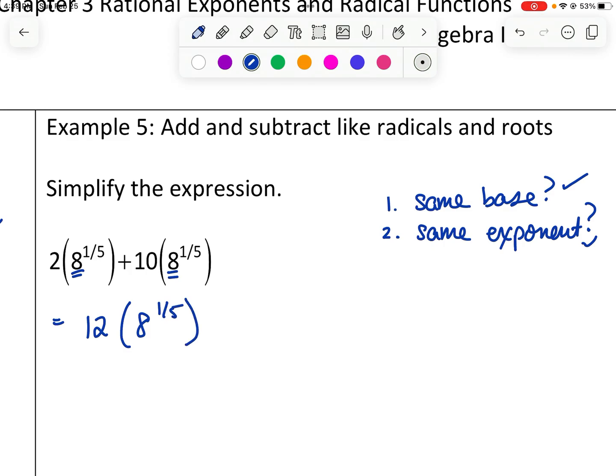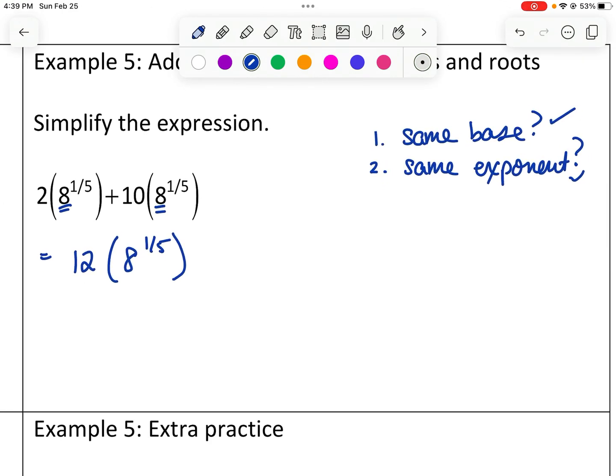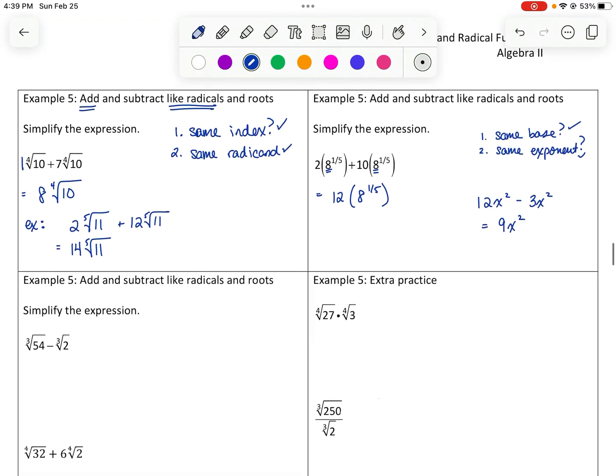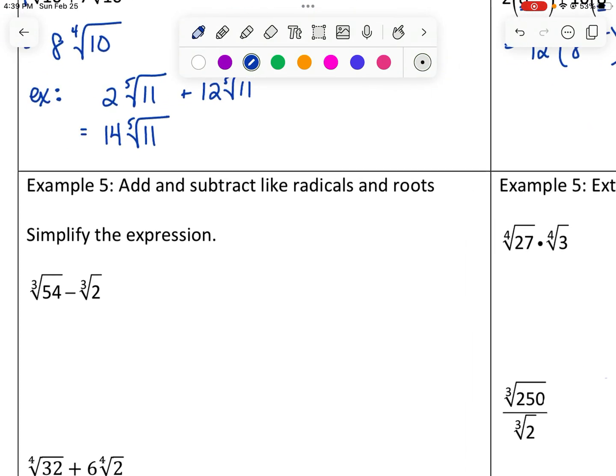All right, the way that we add these is really similar to, like, if I had a 12x squared minus 3x squared, and I simplify that to get 9x squared. The x squared didn't change, right? It's just the number of them that changed. So now let's look at how this next example is different.